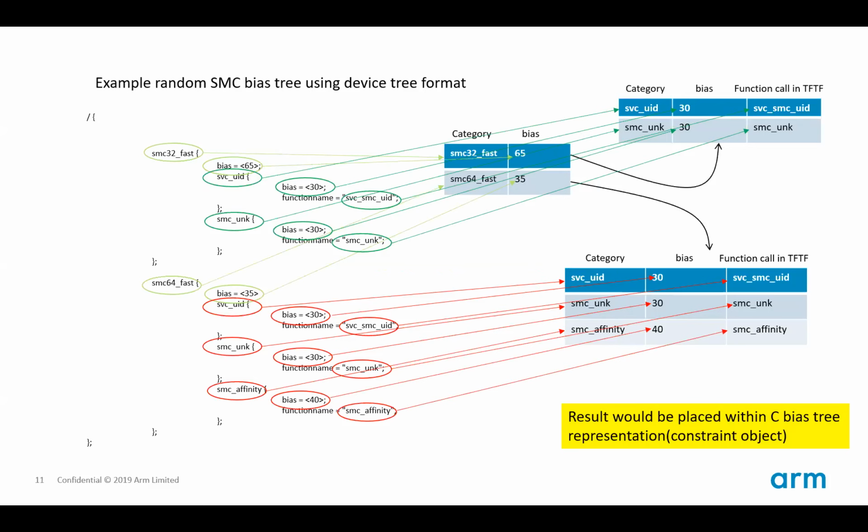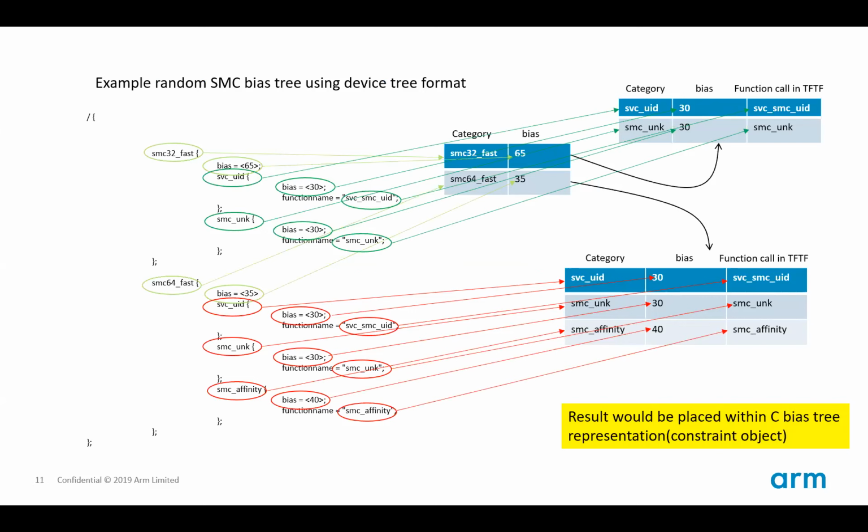So right now, this is an example of an SMC bias tree using the device tree format. What I've done is offer a breakdown of what the device tree file would look like on the left-hand side, and then a representation of what the biases would look like amongst all the different variations of SMC calls that you see on the right.